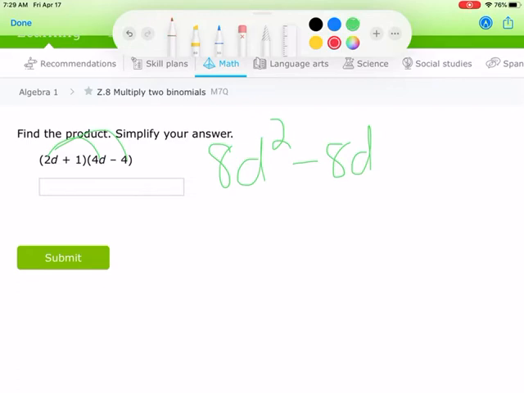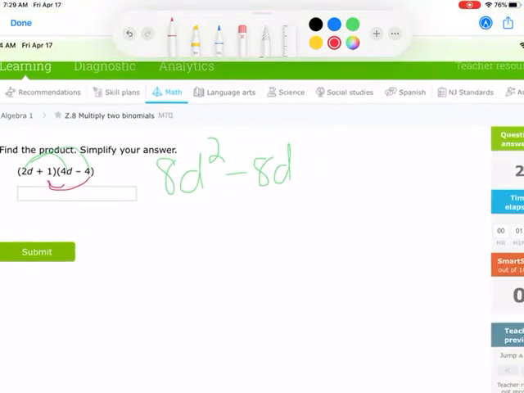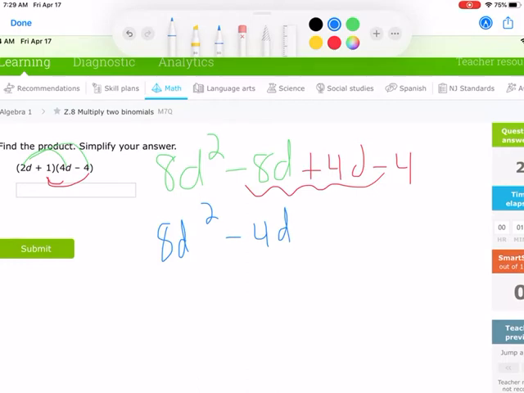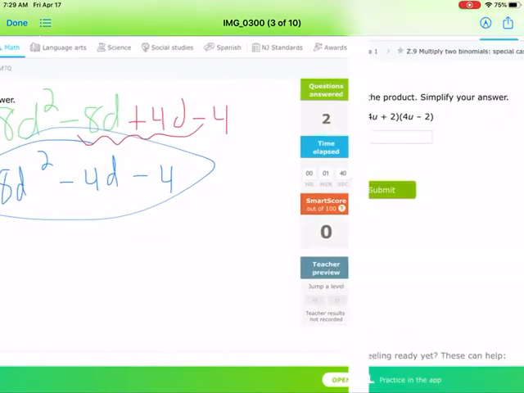So that part's done. Distribute the 1. Well, obviously 1 times anything is itself. So we get positive 4d and negative 4. There we go. Add your like terms in the middle. And you're done. 8d squared minus 4d. Right? Negative 8 plus 4 is negative 4. Minus 4. And that is it for that one. Awesome.